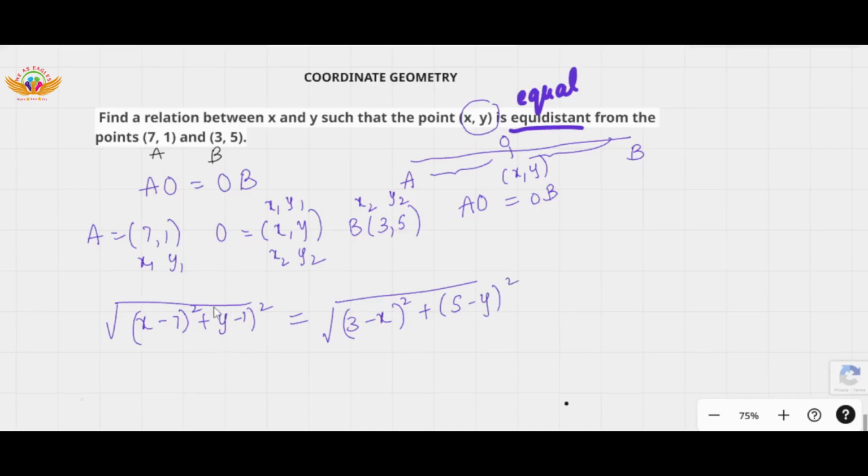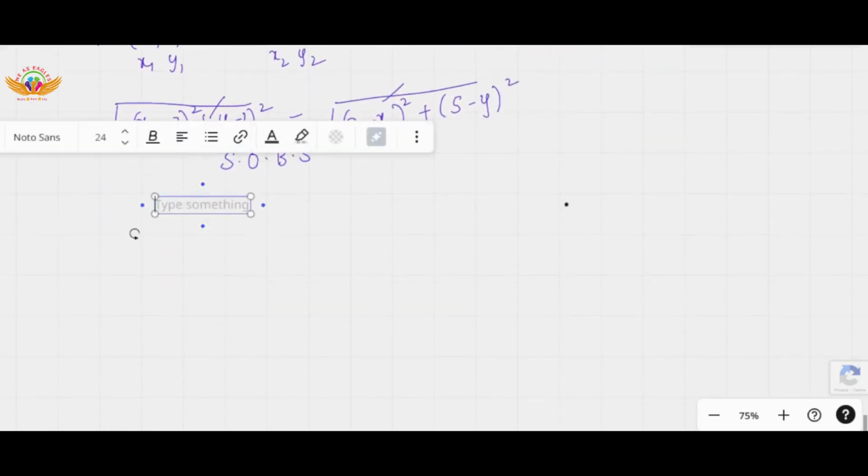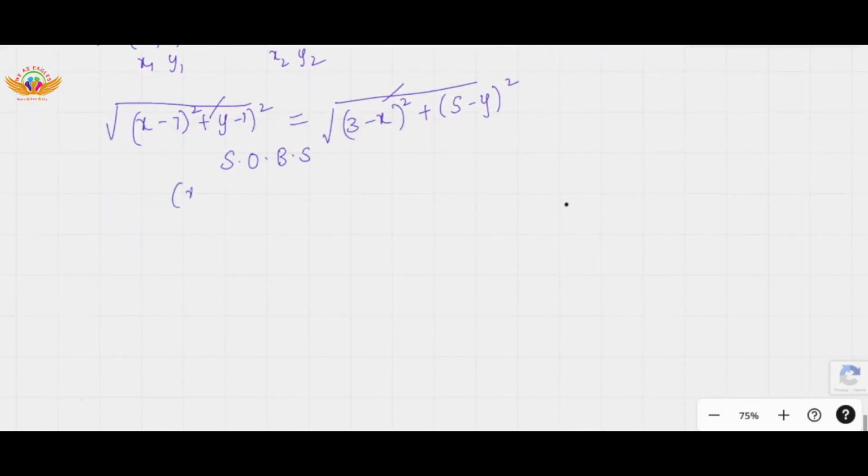Done. Now, in order to cancel the square roots, we are going to square both sides. Don't get tension and don't get confused: oh my god, square roots are there, how can I do it? Just square both sides so that the square and the square root cancel. Then we get (x minus 7) whole square plus (y minus 1) whole square equal to (3 minus x) whole square plus (5 minus y) whole square. Done.